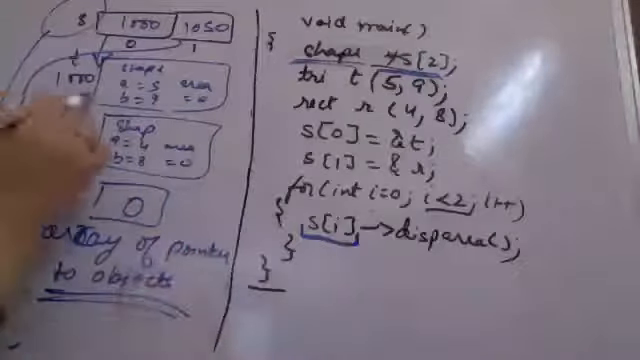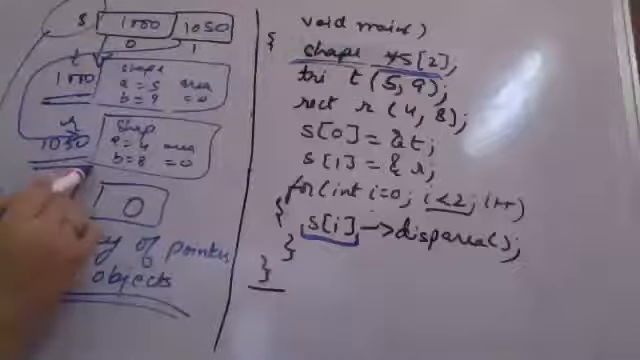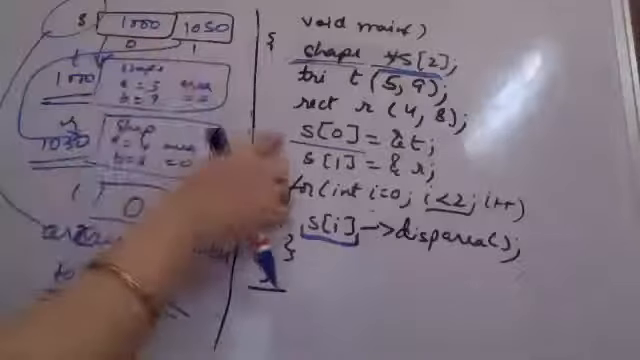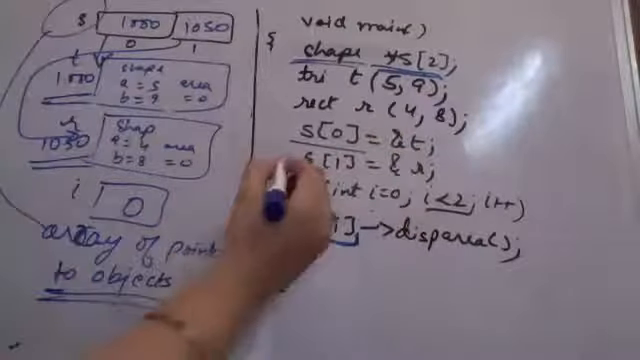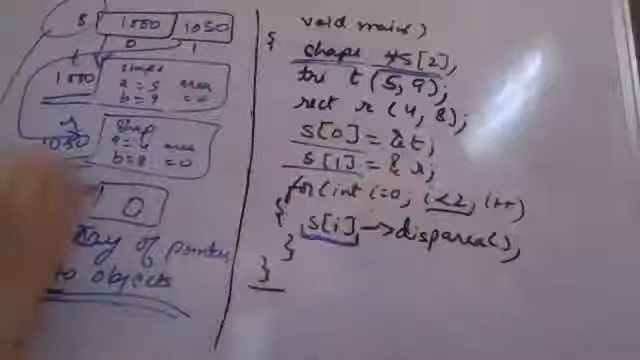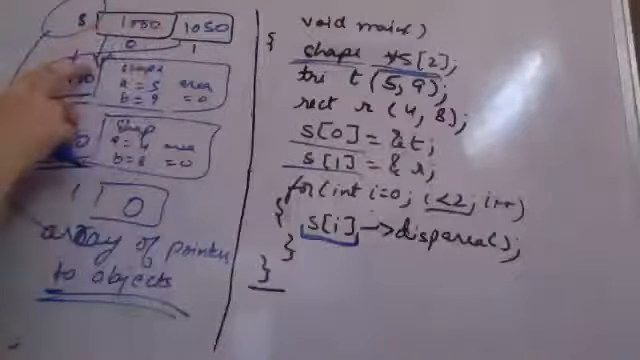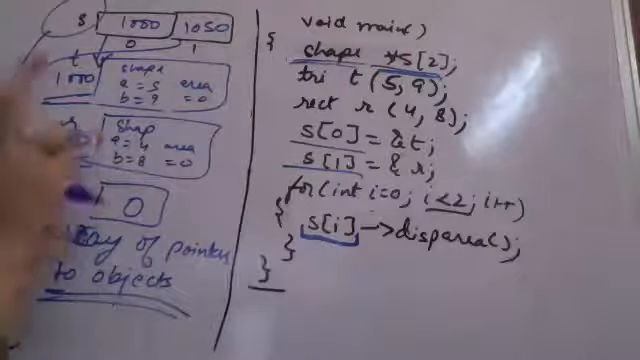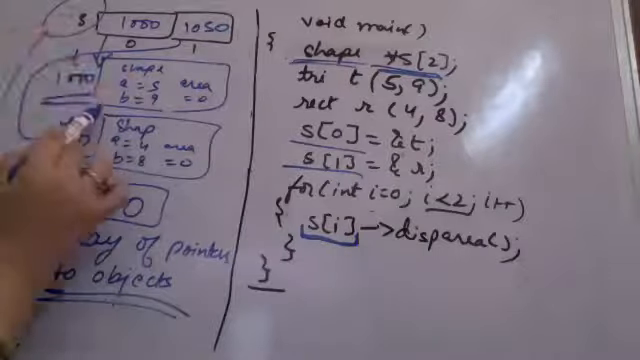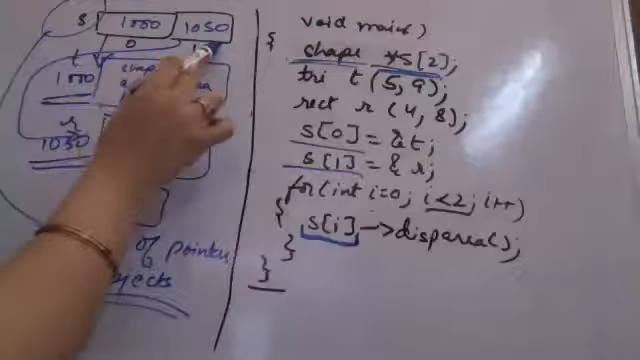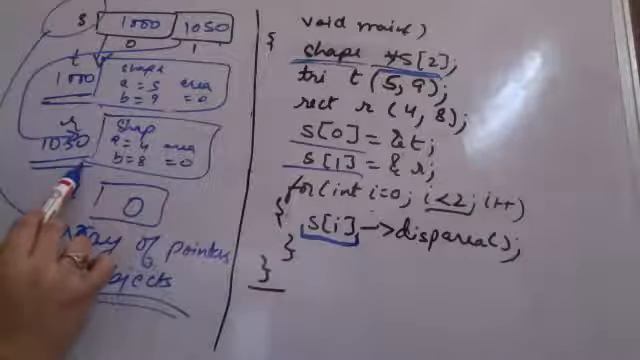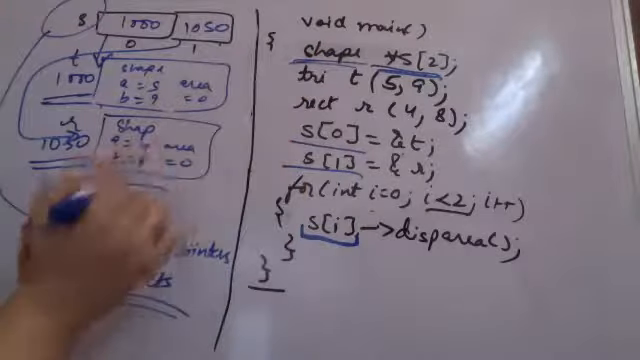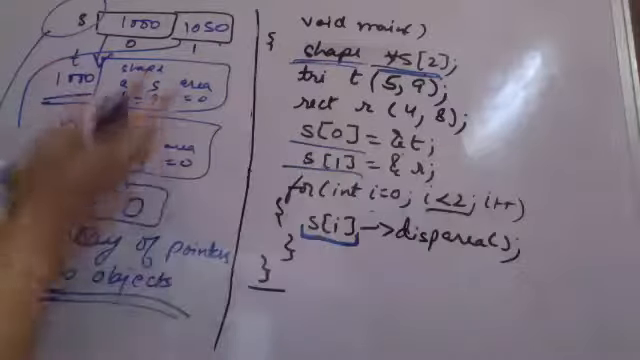We have derived triangle also. We have derived rectangle also. So I am making one of the values in the array to point to an object of type triangle, another to point to an object of type rectangle. So S0 is going to store the address of object T. S1 is storing the address of object R. Now 1000 is pointing to an object of class triangle. 1050 is pointing to an object of class rectangle. सिर्फ common चीज दोनों में क्या है? They are derived from the class shape. So you are creating an array of objects of different classes using this.